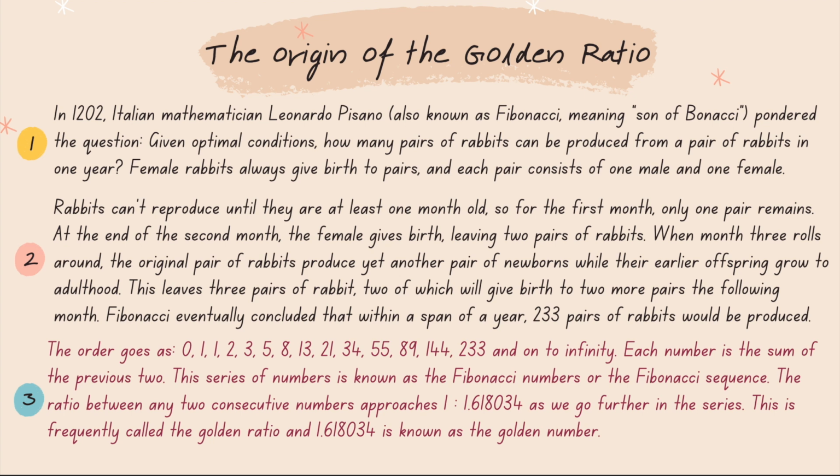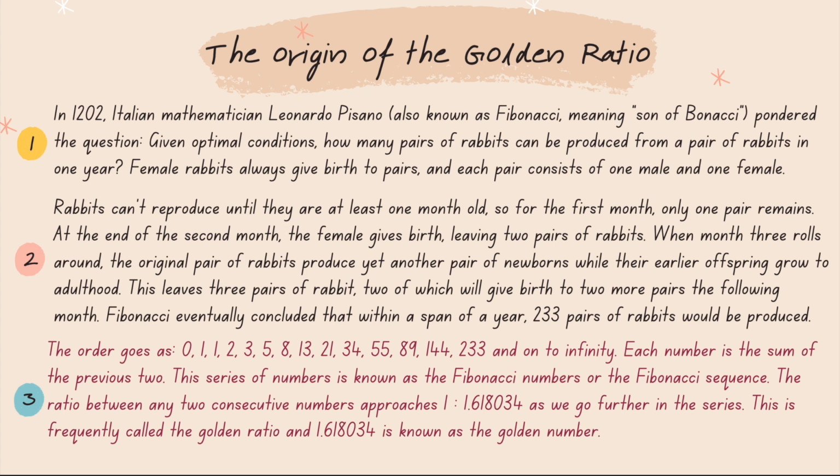So, for the first month, there is only one pair. In the second month, when the female gives birth, we have 2 pairs of rabbits in all. And similarly, during the third month, the original pair of rabbits reproduces another pair of newborns while their first offspring grows into adulthood. This gives us 3 pairs of rabbits, in which 2 will give birth to 2 more pairs in the 4th month. Fibonacci eventually concluded that in a year, 233 pairs of rabbits would be born.